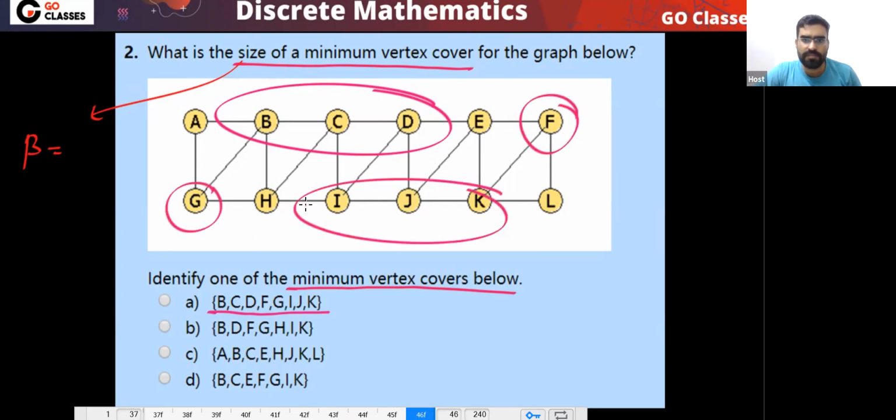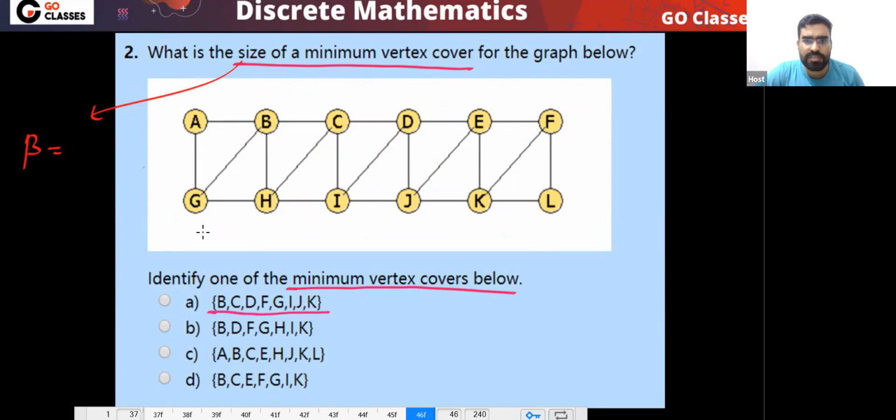So in this graph, you can notice the size here. Let's start with the minimum actually. See, always start with the minimum. What is the minimum size? Look at the options. This has size 8. This has size 8. And this has size 7. And this has size 7. So always start with the minimum. Let's start with this 7.